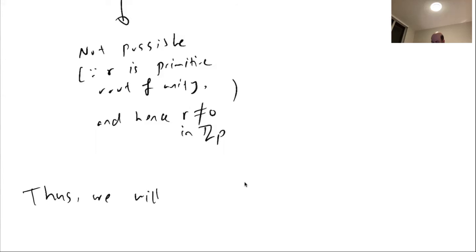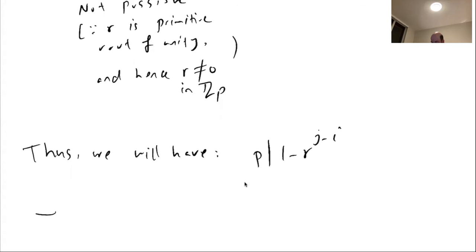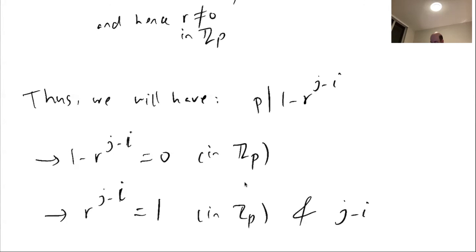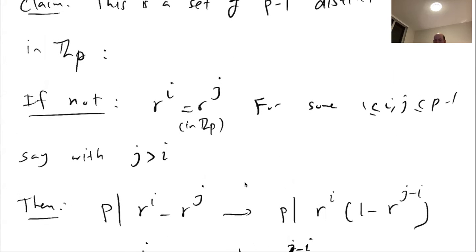Thus, we will have p divides 1 minus r to power j minus i, which means 1 minus r to power j minus i equals 0 in Z_p. Remember again, in Z_p, any multiple of p is 0. And that means r to power j minus i equals 1 in Z_p, and j minus i is less than p minus 1, right? See, what are i and j? i and j are two numbers between 1 and p minus 1. If I subtract two numbers between 1 and p minus 1, of course, the result will be strictly less than p minus 1.